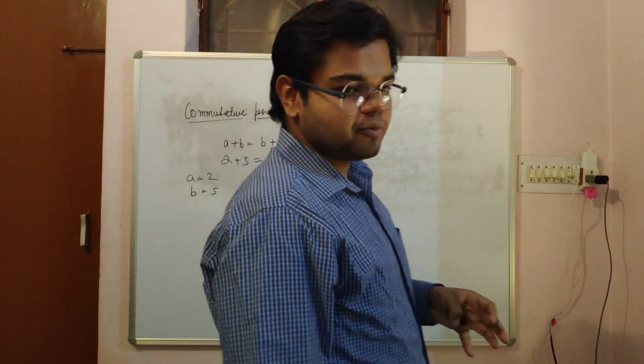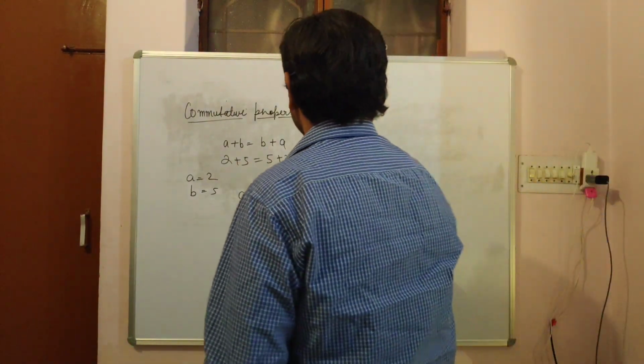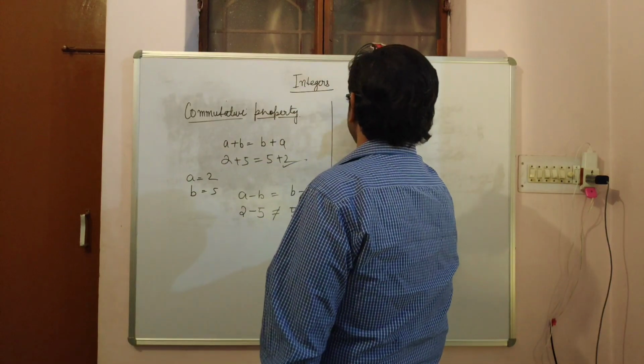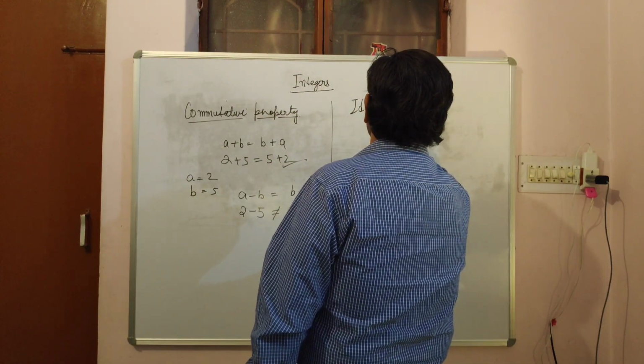And after the commutative property, we have the identity property.